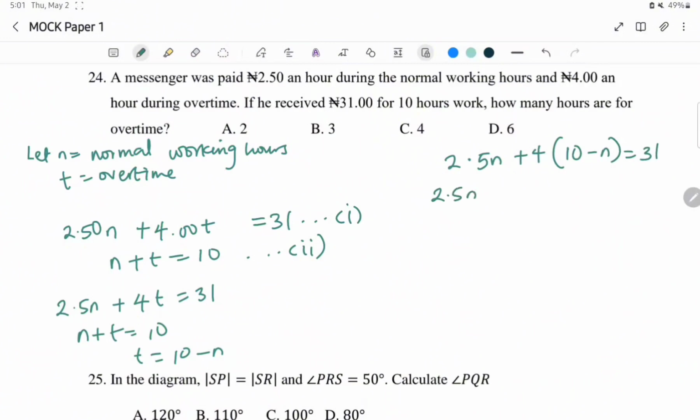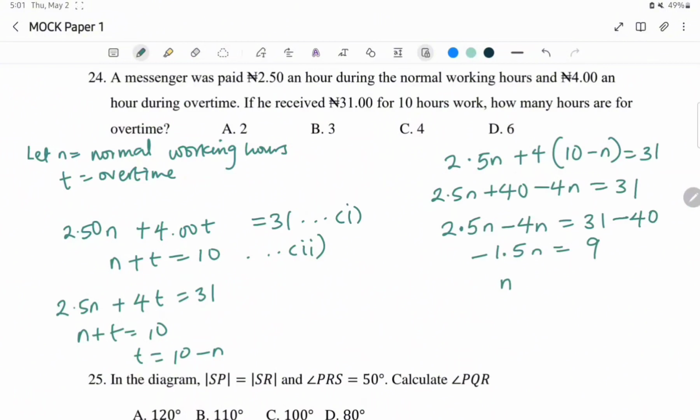That's 2.5n plus 40 minus 4n equals 31. Bringing the like terms together, 2.5n minus 4n equals 31 minus 40. 2.5n minus 4n is negative 1.5n, equals 31 minus 40, which is negative 9. So that means n is going to be minus 9 divided by minus 1.5.